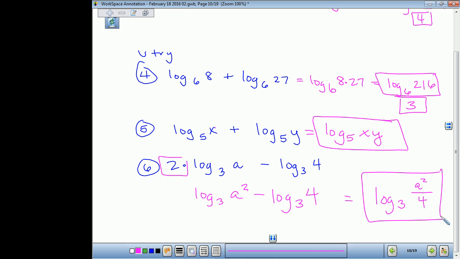Why would it be 2, or how can it become a square if it's 2 times that? Okay, our rules with exponents. When we raise a power to a power, we multiply those exponents, right? So if I have a logarithm, the answer to a logarithm is an exponent. So if I'm multiplying these, this is actually an exponent. Okay.